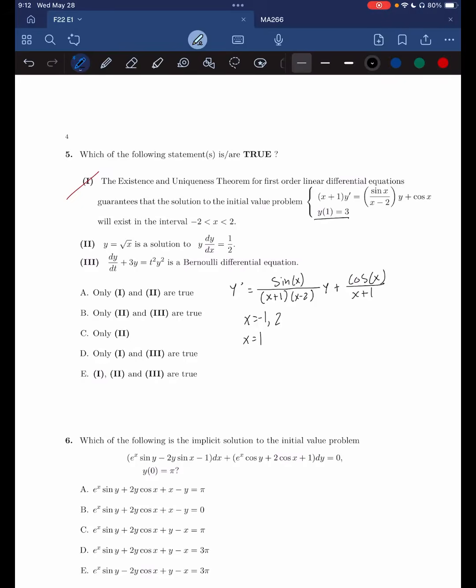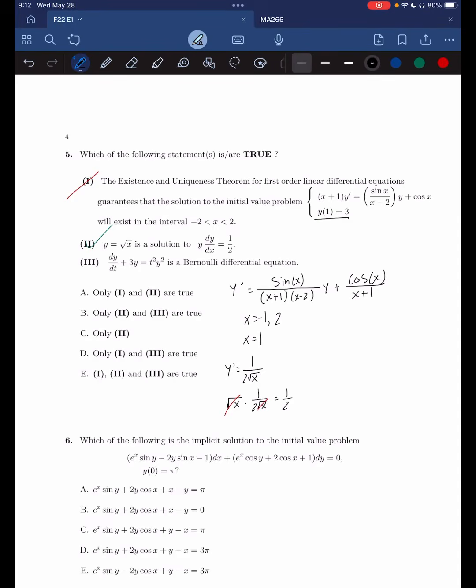Let's look at 2. Y equals root x is a solution to y times dy dx equals 1/2. This is a really simple problem. Let's just find y prime first. That would just be 1 over 2 square root x. So y is equal to root x times 1 over 2 square root x. The root x's cancel, and you're just left with 1/2, which is exactly what 2 says. So we know 2 is true.